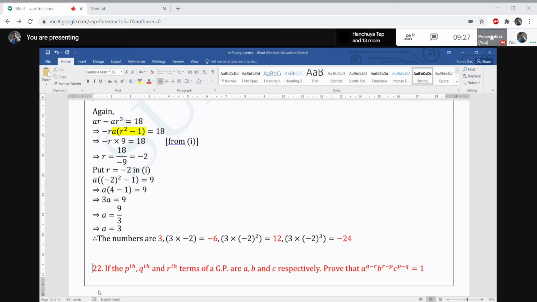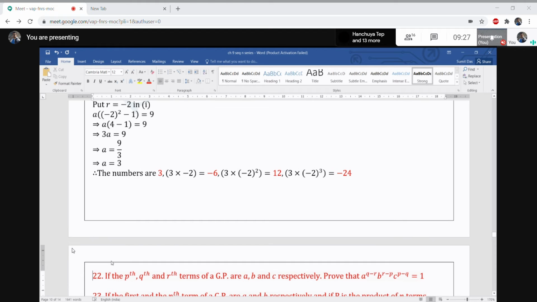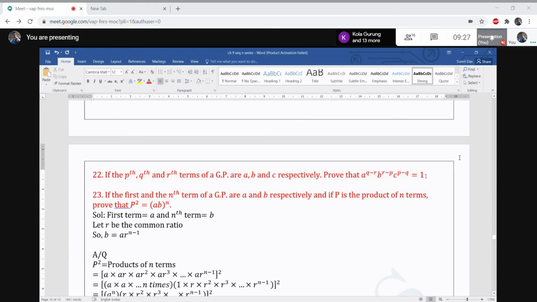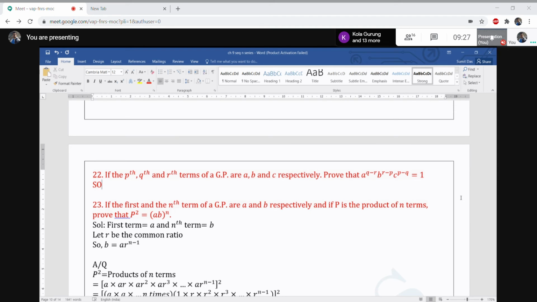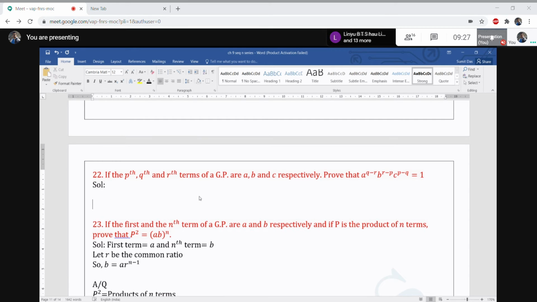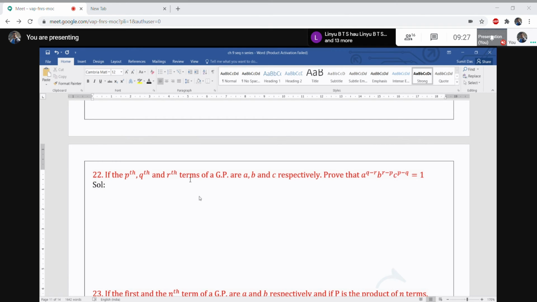Okay, next, question number 22. Question number 22 is an important question. Let's solve question number 22. Question number 22 is saying the pth term, qth term and rth term of a GP are a, b, c. So write down.